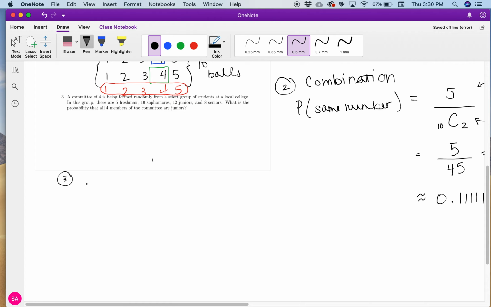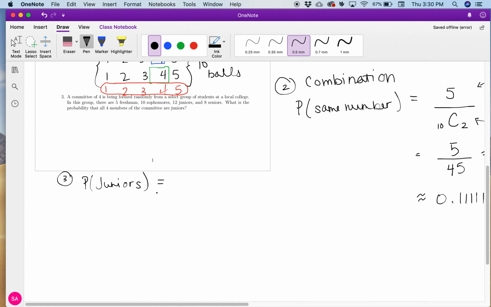A committee of 4 is being formed randomly from a select group of students at a local college. In this group, there are 5 freshmen, 10 sophomores, 12 juniors, and 8 seniors. What is the probability that all 4 members of the committee are juniors? Okay, so you want to figure out the probability that they are juniors.